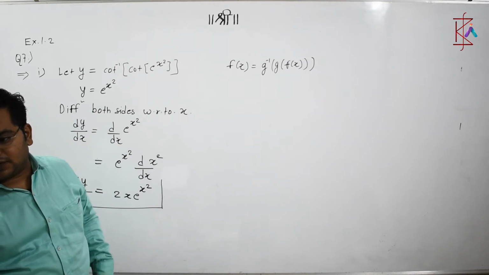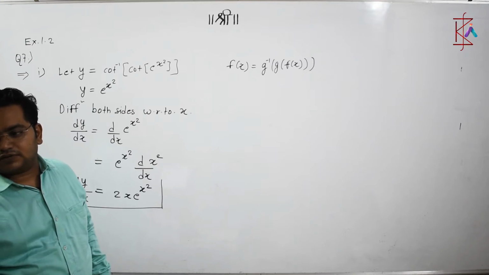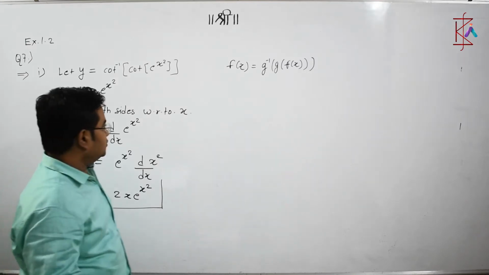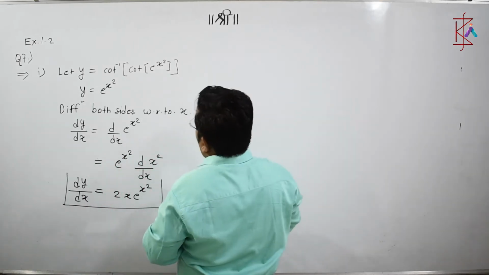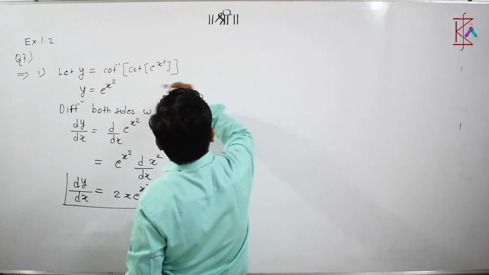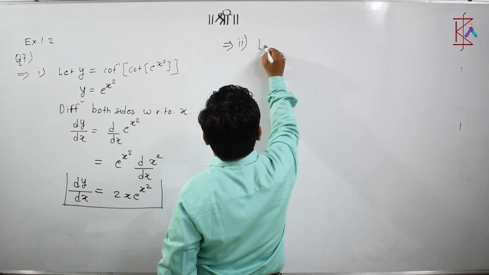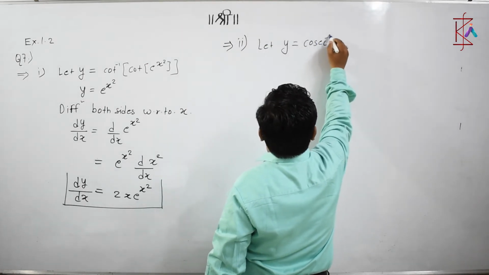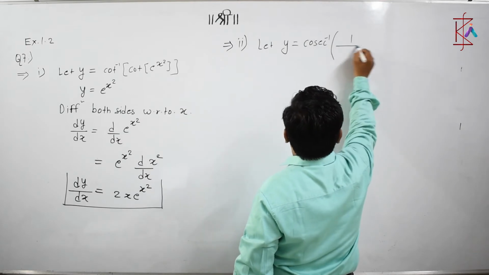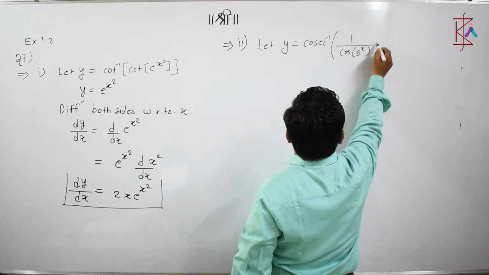Now let's move to another part, another question which is quite an important one. Okay, so question number 2 says something like this. Cosec inverse of, okay, so this was the solution of question number 1. Now next question number 2. So therefore let y is equal to cosec inverse of 1 upon cos of 5 raised to x.